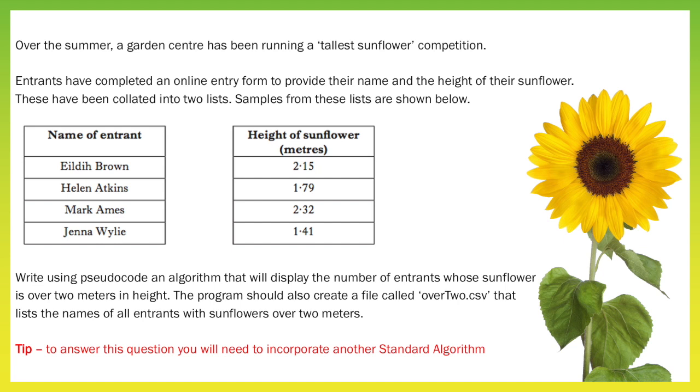Write using pseudocode an algorithm that will display the number of entrants whose sunflower is over 2 meters in height. The program should also create a file called over2.csv that lists the name of all entrants with sunflowers of over 2 meters. Now, to answer this question, you will need to show the design of a count occurrence algorithm, but you will also need to show the design for one of the other standard algorithms that we know in Higher Computing Science.